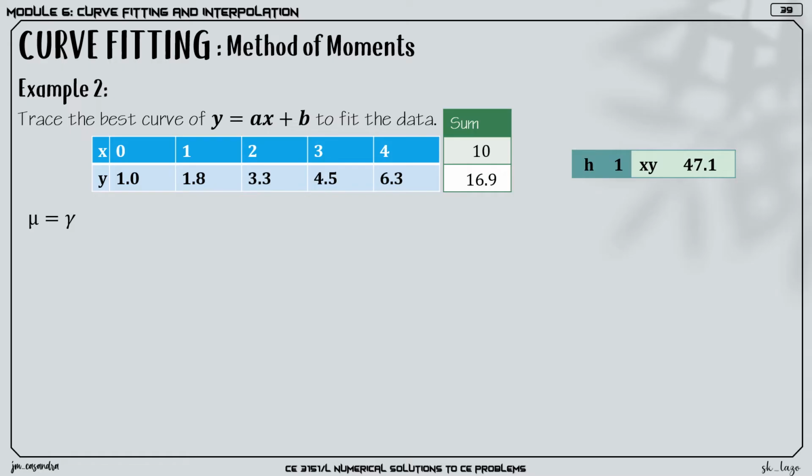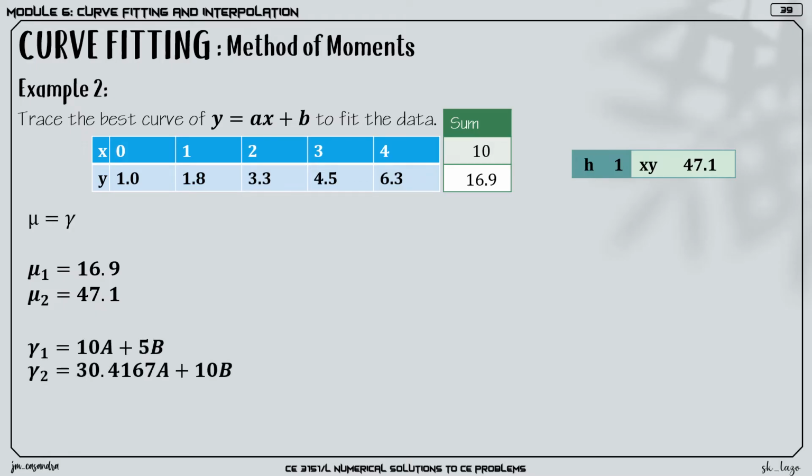For our final solution, we have to equate our true values to our theoretical values. For the true values of the moments, we have 16.9 and 47.1. For the theoretical values, we have 10a plus 5b and 30.4167a plus 10b. Equating mu sub 1 to gamma sub 1 and mu sub 2 to gamma sub 2, we arrive at equation 1 and equation 2.